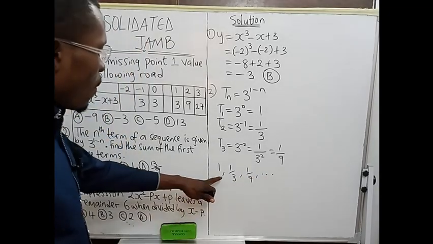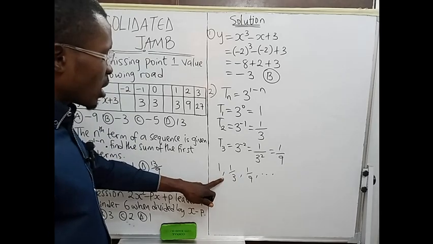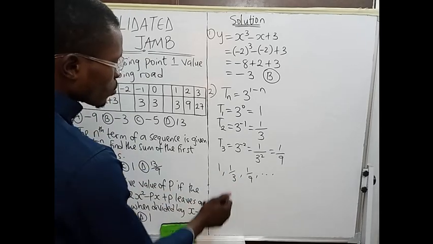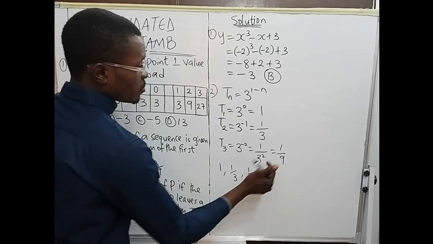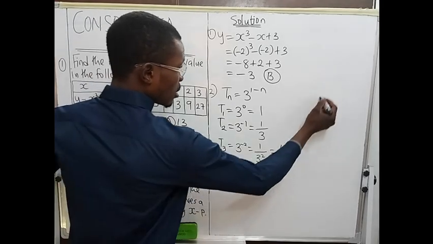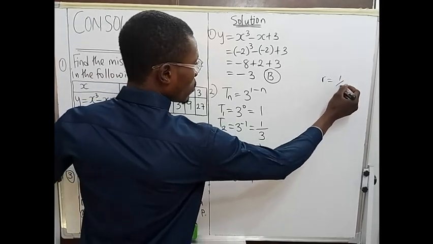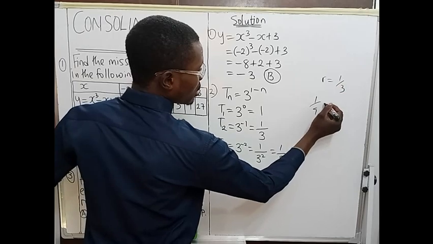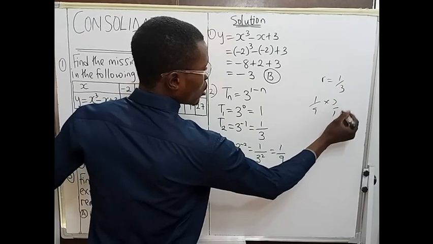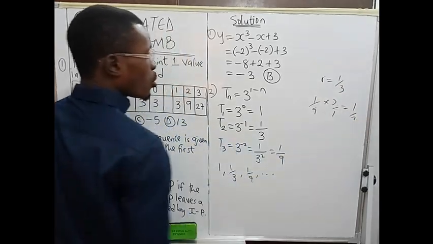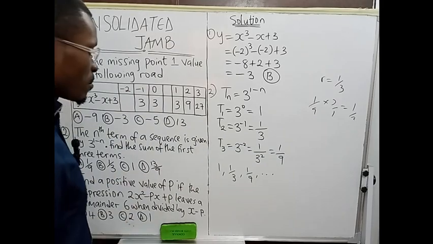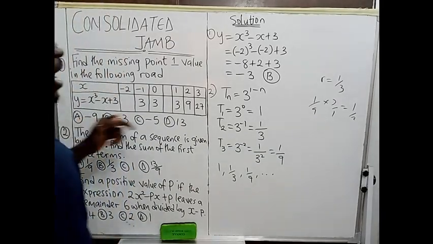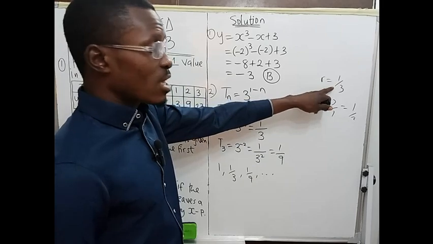Let's find the common ratio. 1 over 3 divided by 1 is 1 over 3. 1 over 9 divided by 1 over 3 is 1 over 9 times 3 over 1, which also gives us 1 over 3. So we have a common ratio. It's a GP, and the ratio 1 over 3 is less than 1.